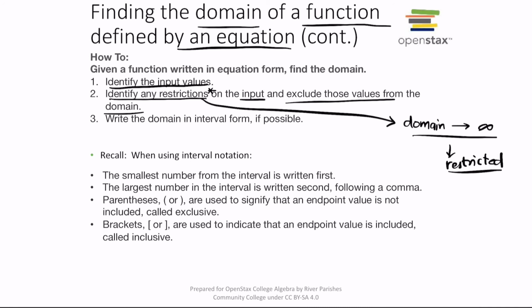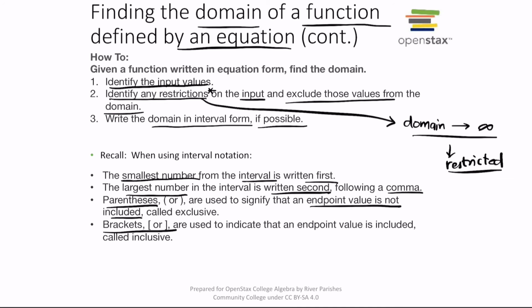Next, write the domain in interval form if possible. So how would you write it in interval form? Just like we discussed in chapter 2, the smallest number of the interval is written first, the largest number second, followed by a comma. You use parentheses if the endpoint is not included, and brackets if the endpoint is included. So this is how we can do that.